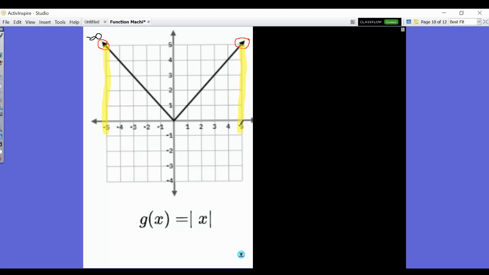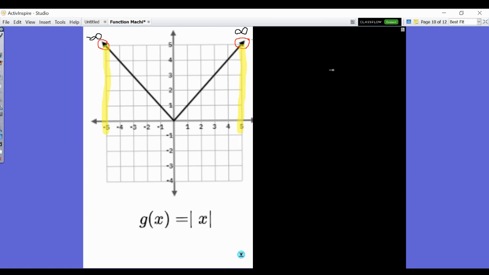The same kind of thing is happening with your 5. Even though I did highlight my 5, I have to take into account that there was an arrow there to begin with. That means I could have kept going, if my picture was bigger, to 6, 7, 8, 9, 10. You catch my drift. It could have been positive infinity.